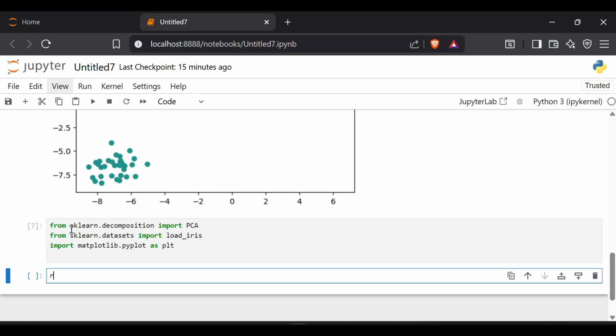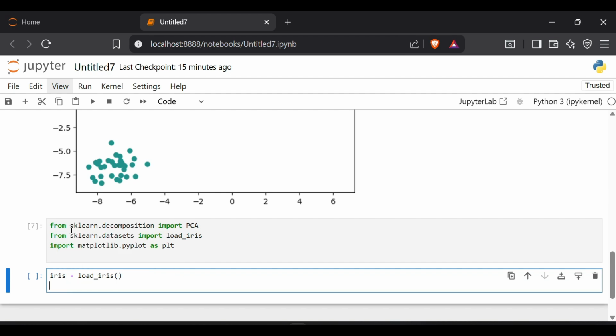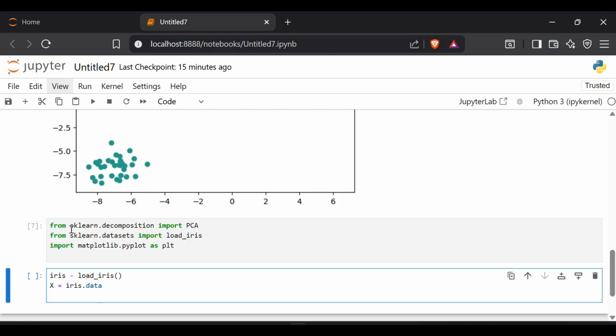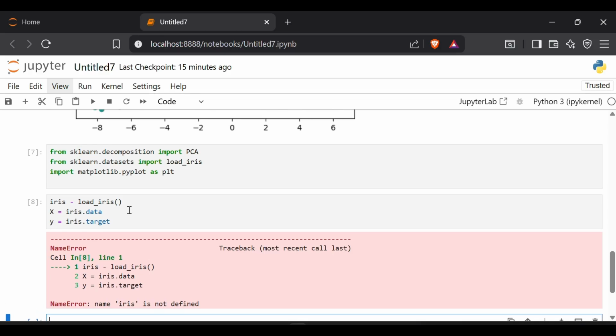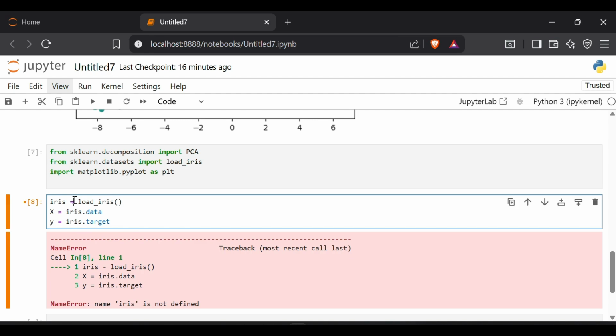So we have to write iris is equal to load_iris. Okay, and then you have to give the values: X is equal to iris.data and y is equal to iris.target. So here is the name issue, oh, here I have written iris minus iris is equal to.